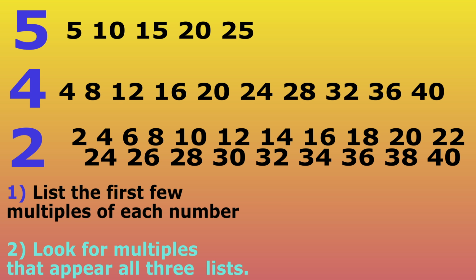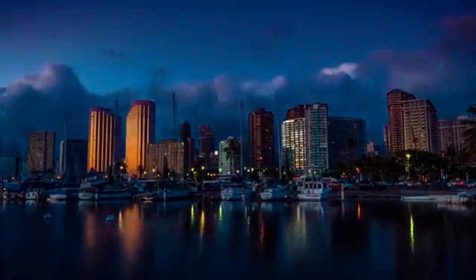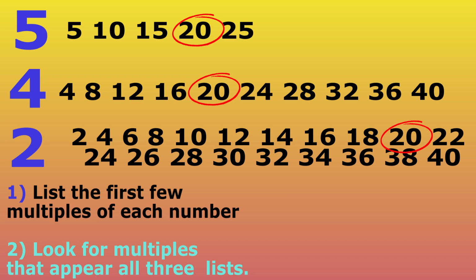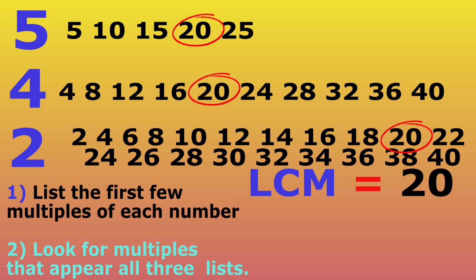Which numbers appear on all 3 lists? Well, for the multiples we've written so far, there's only one, and it happens to be the number 20, which we had before. Now, you can search all day, but you won't find a number smaller than 20 that appears on all 3 lists. 20, which is a multiple of 2, 4 and 5, is our lowest common multiple.